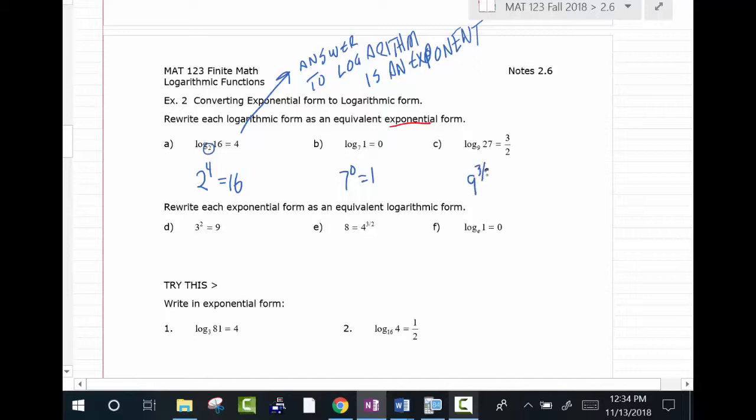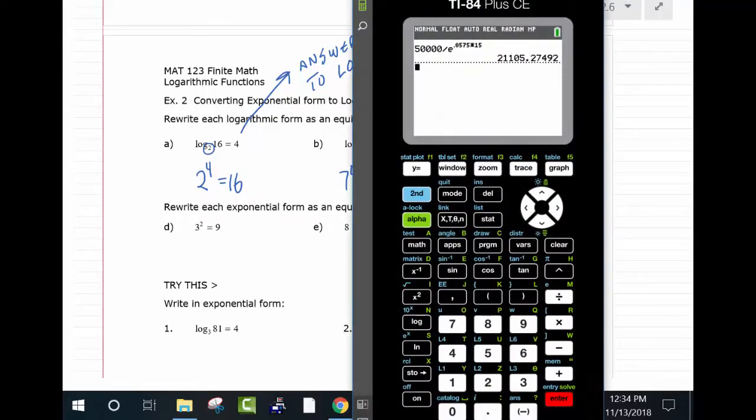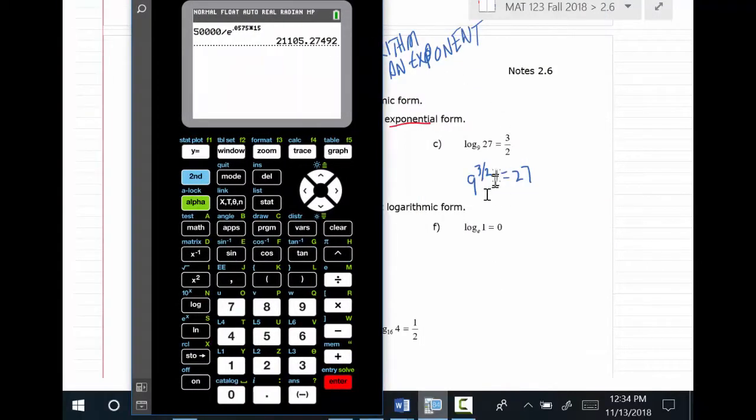That's 9 to the 3 halves equals 27. Okay, like that. Now, I'm not going to go through too much in this particular class about what that 3 halves power means, but I'm going to just show you on a calculator what happens if I did 9 raised to the 3 halves. Your calculator will work this kind of stuff out. That just gives you 27.